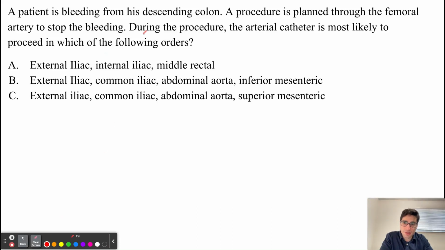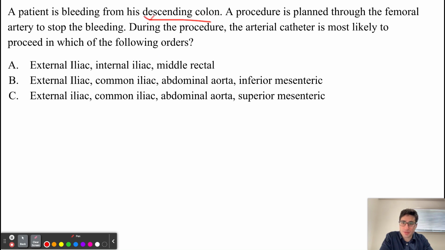A patient is bleeding from his descending colon. A procedure is planned through the femoral artery to stop the bleeding. During the procedure, the arterial catheter is most likely to proceed in which of the following orders? Now let's draw this out.